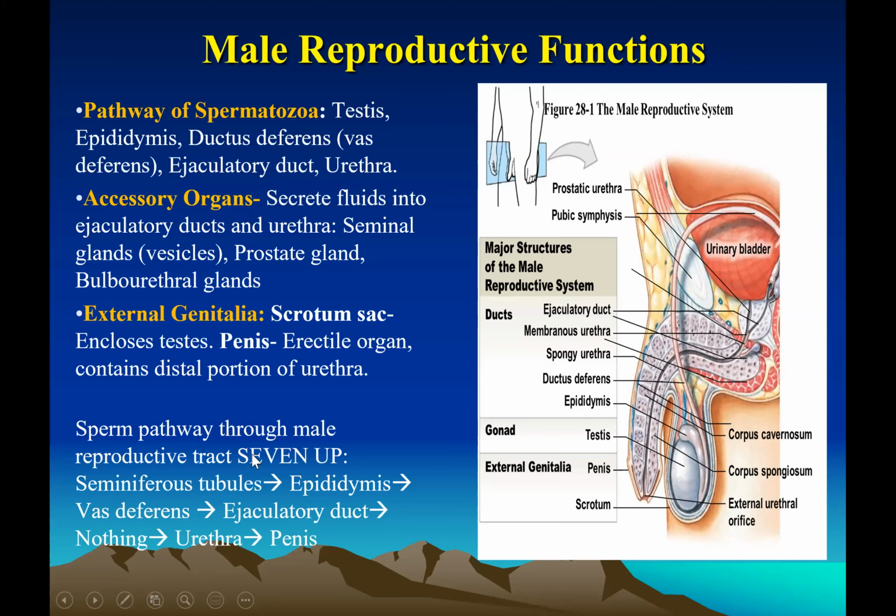So a very good mnemonic to remember the pathway of sperm is 7 up. Inside the testes, there's this maze of tubes called seminiferous tubules. This is where mitosis and meiosis will happen to make the spermatids. So 7 up. S stands for seminiferous tubules, then it goes to the epididymis, then the vas deferens, the ejaculatory duct, and then just to keep up the mnemonic, N stands for nothing, and U is for urethra and out through the penis. So this is the pathway the sperm is going to take from where it's made to how it's ejaculated out.